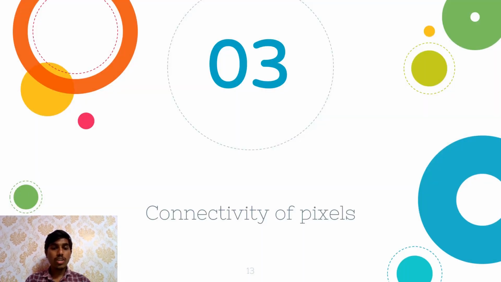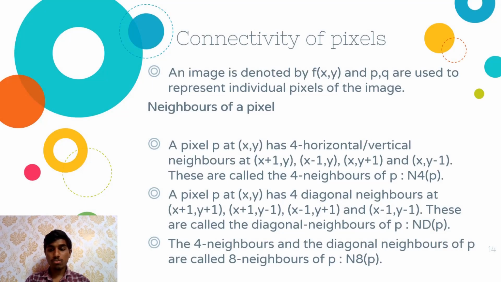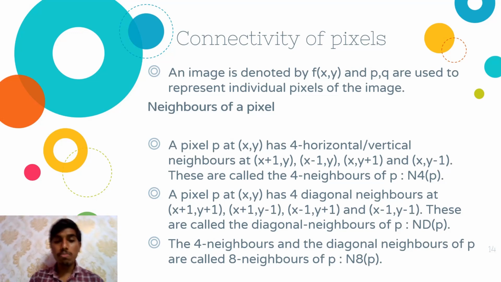So let's discuss the connectivity of pixels. An image is denoted by f(x, y), and p, q are used to represent individual pixels of the image. The connectivity of pixels can also be classified based on its neighbors. Neighbors of pixels: a pixel p at (x, y) has 4 horizontal or vertical neighbors at (x+1, y), (x-1, y), (x, y+1) and (x, y-1). These are called the 4 neighbors of p, denoted by N4(p).